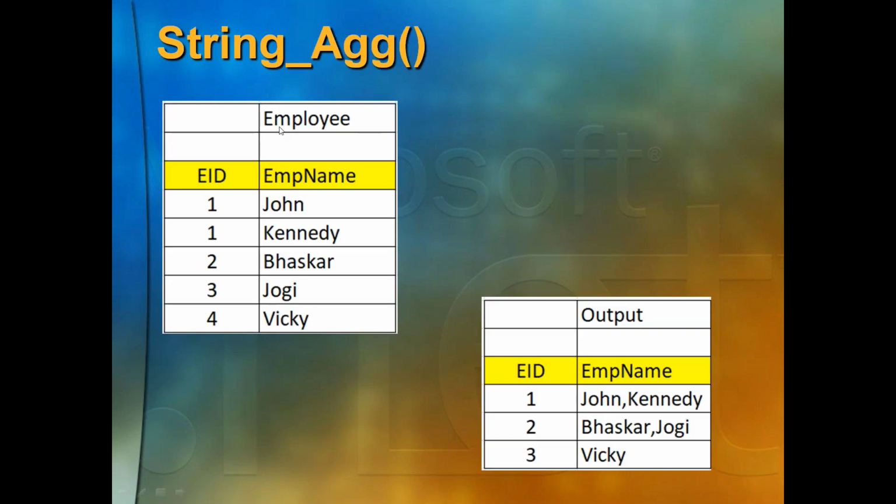There is a table called employee table. The employee table doesn't have a primary key, so I have duplicate data here, right? So what has happened here?